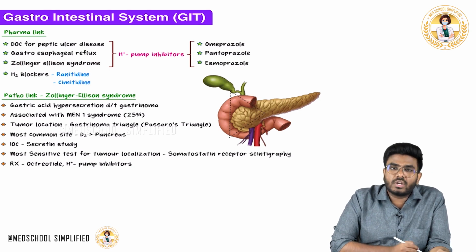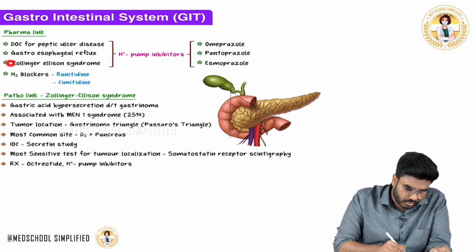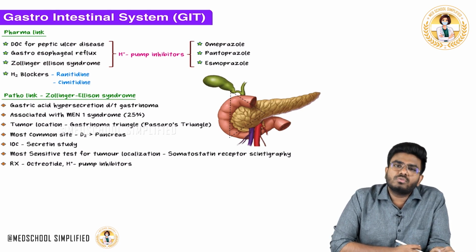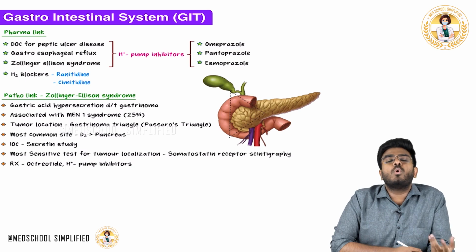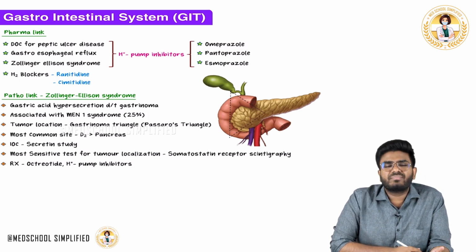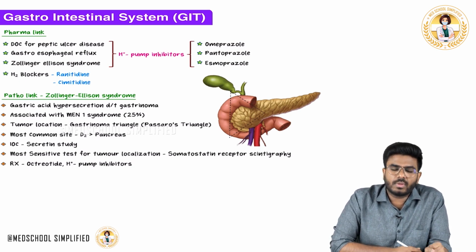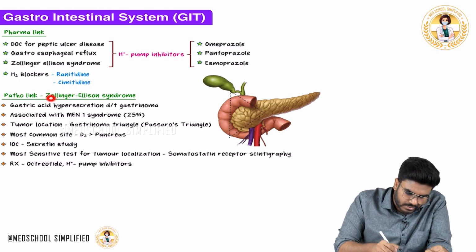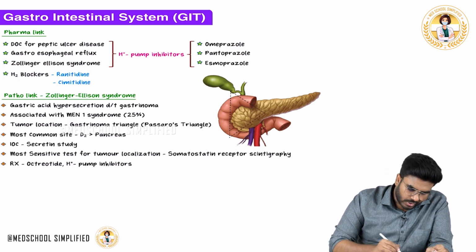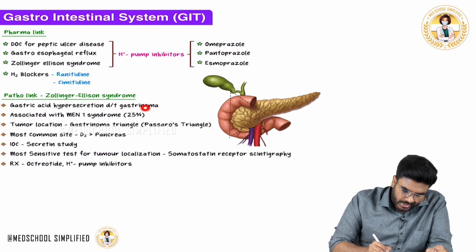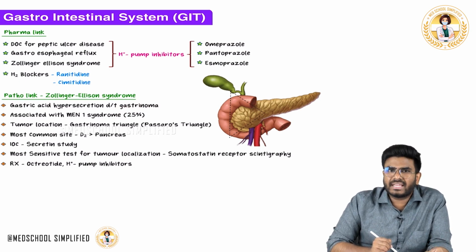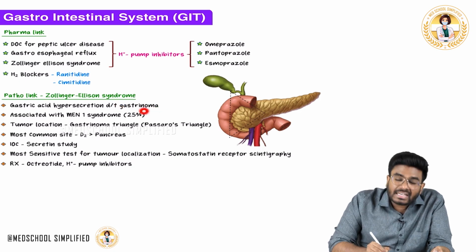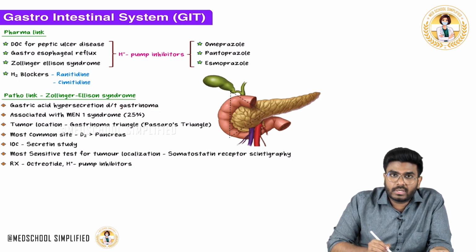Now, there is one more condition called Zollinger-Ellison syndrome. What is this Zollinger-Ellison syndrome? It is also a condition where there is more acid secretion, and that more acid will cause ulcers. In Zollinger-Ellison syndrome, what is the problem? There are something called gastrinomas. Gastrinoma means gastrin tumors, like insulinoma, glucagonoma, VIPoma. A gastrinoma is a G cell tumor.